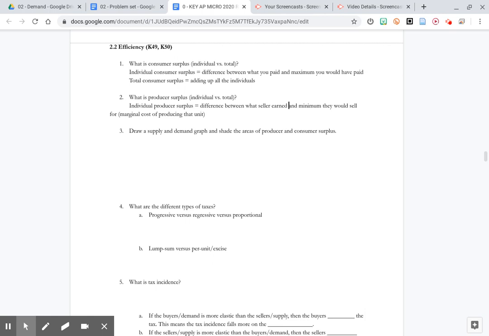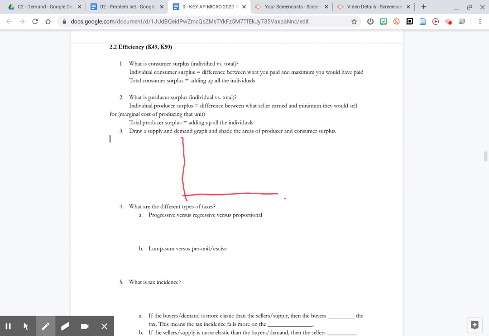So it may be the same as the price of what you paid, or maybe there's a tax that's putting a difference between what you paid and what the seller got to keep, right? But for them, it's that same difference. And total producer surplus is adding up all the individuals. It's the same idea. So now we're going to draw a quick graph to show what these two ideas look like graphically. And it's going to be a supply and demand graph.